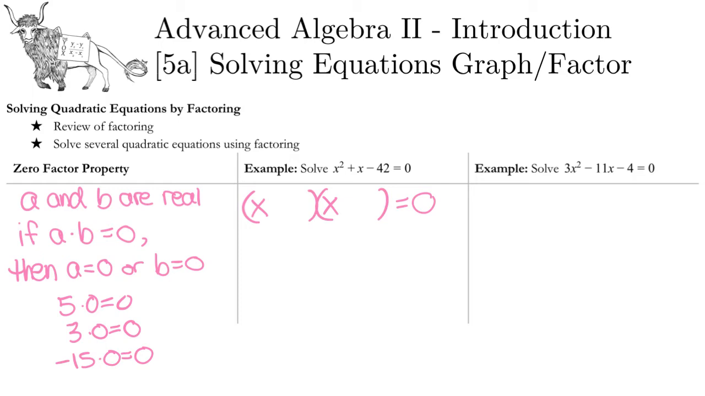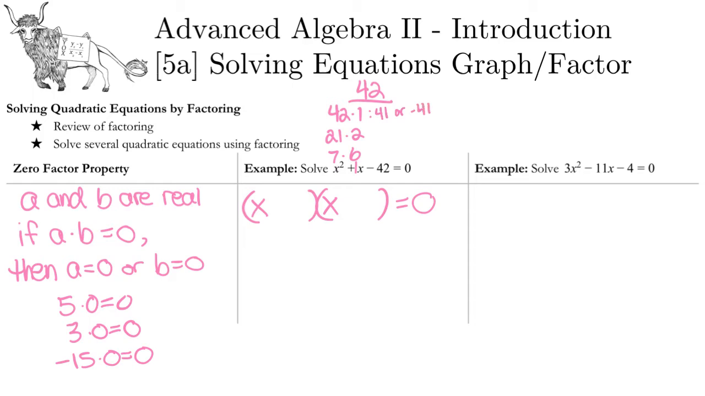So let's think about this. We have to figure out two numbers that multiply to negative 42 and add to 1. So let's think about the factors of 42. We have 42 and 1. We have 21 and 2. And 7 and 6. If we use 42 and 1 and make one of those numbers negative, there's no way to add or subtract to get the number 1.